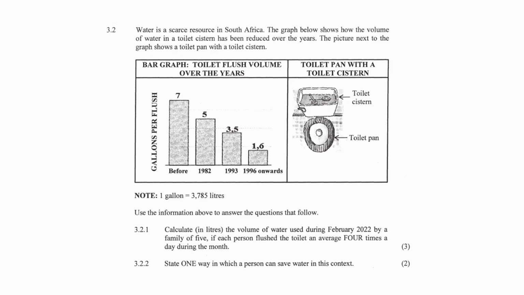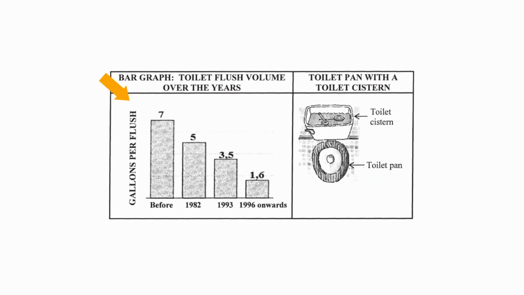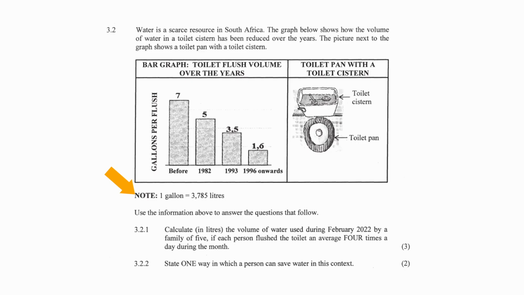Question 3.2 consists of 2 measurement questions that were designed to assess your understanding of volume. You are given a graph that shows the volume of water in a toilet system that has been reduced over the years. The picture next to the graph shows a toilet pan with a toilet cistern. You are also given the conversion factor for converting volume in gallons to liters.